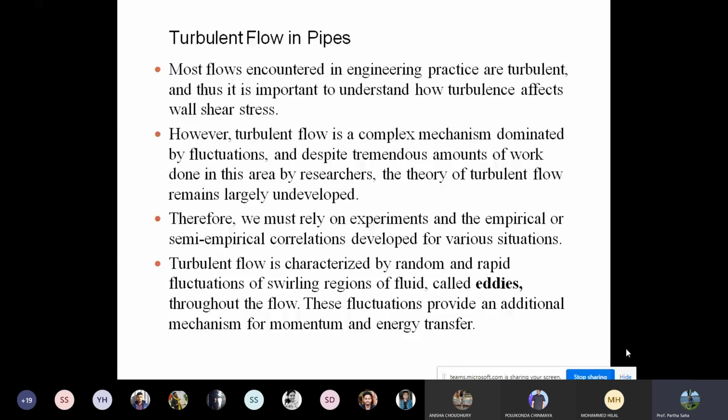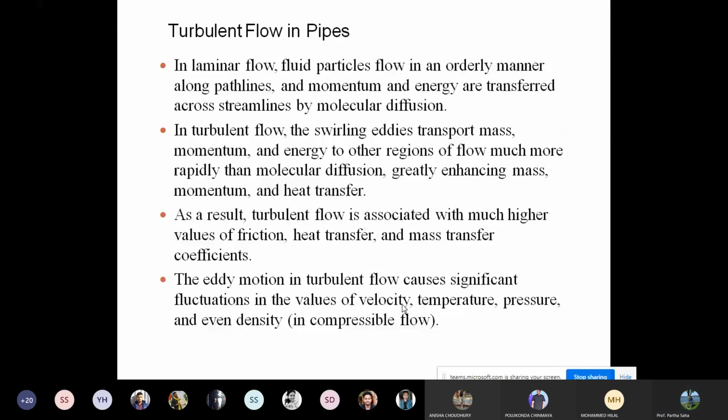Now, before going into details, we first need to know what turbulent flow is. Turbulent flow is characterized by rapid fluctuation, some sort of vortex formation, swirling action in the fluid behavior. This is known as eddies or eddy currents. And this happens throughout the path of the fluid flow. There is also a lot of additional momentum and energy transfer involved.